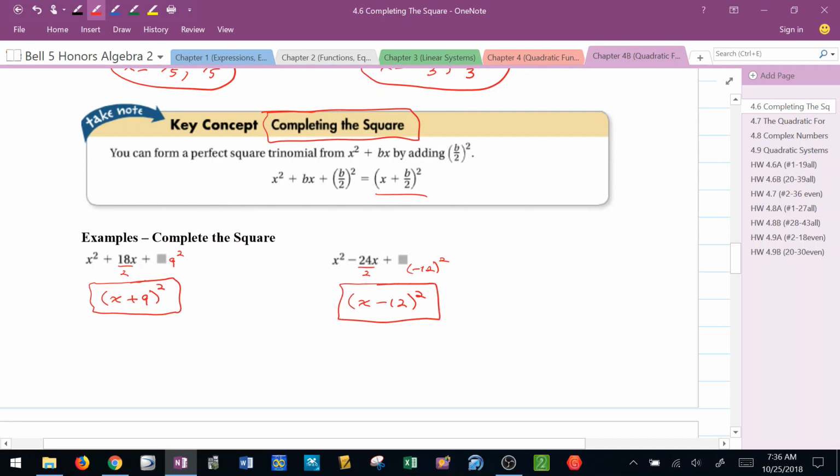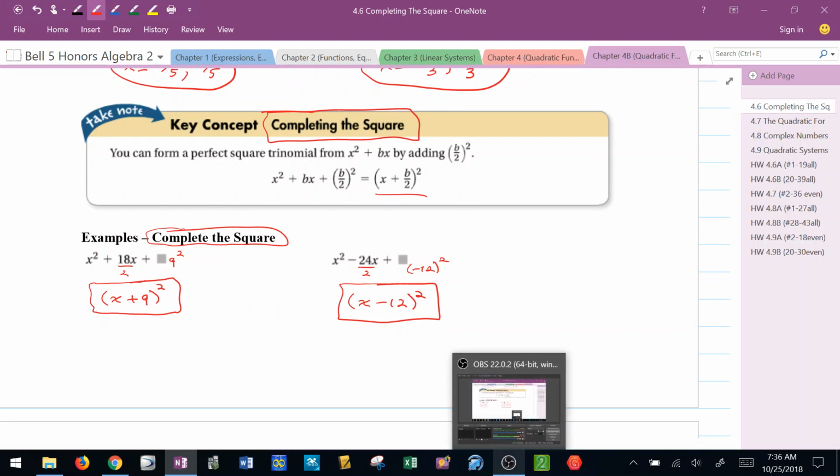All right? So we're going to be taking this concept of this thing that's called completing the square and taking it much further in our next lesson. All right, good luck. Let me know if you have any questions.